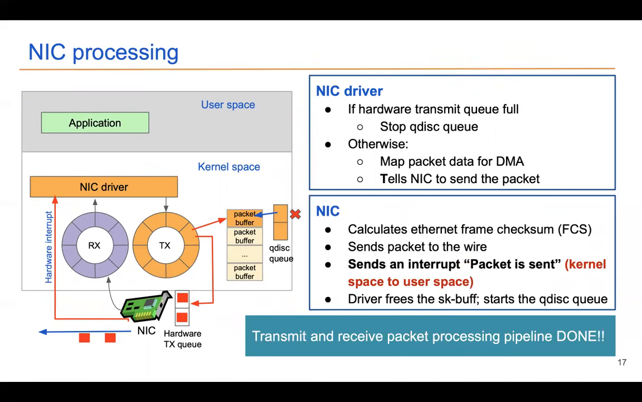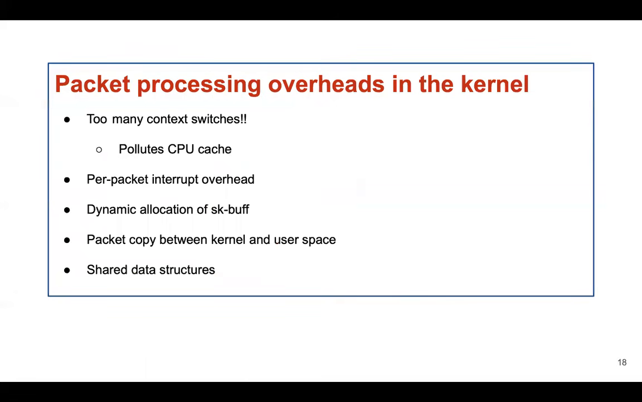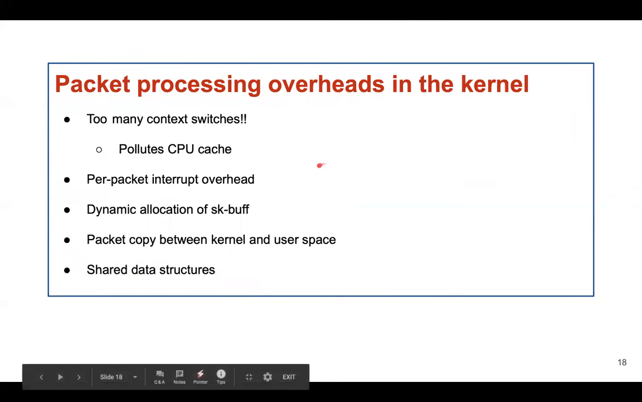So now we have gone through the packet processing within the Linux kernel for both transmit and the receive path. Now that we have seen the packet processing pipeline, the question is, what are the major overheads for packet processing within the kernel? We saw that there are many context switches for the packet processing of a single packet. This pollutes the CPU cache.